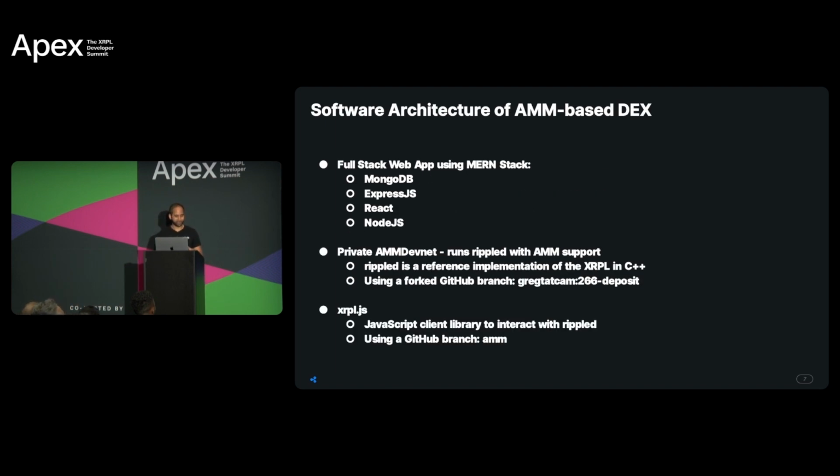And last but not least, the software architecture of this demo. I'm going to be going with a full stack web app using the MERN stack. It's going to be submitting transactions to a private AMM DevNet, which runs rippled with AMM support. If you don't already know, rippled is a reference implementation of the XRP ledger in C++. And this is actually using a forked GitHub branch, which is open source for you to view.